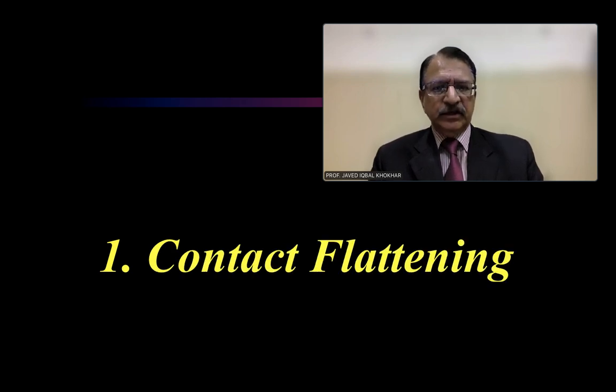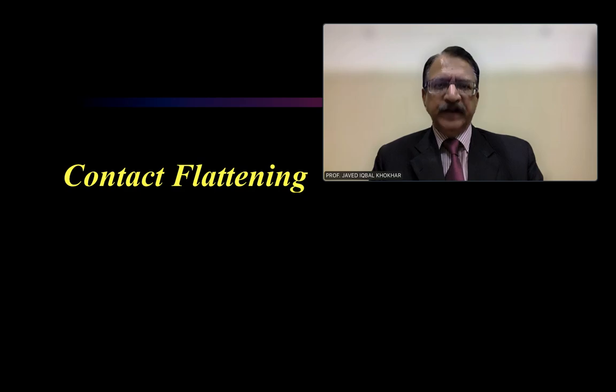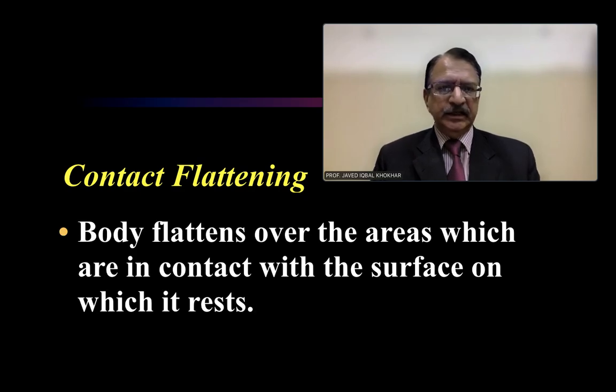So taking first the contact flattening. Contact flattening is the flattening of the surface of the body which is in contact with the surface on which it is lying. This is because of the loss of tone in the muscle, because of the loss of innervation. Because of the effect of the weight of the body being transmitted on the surface on which it is lying, the body surfaces which are in contact become flattened. So that is contact flattening.